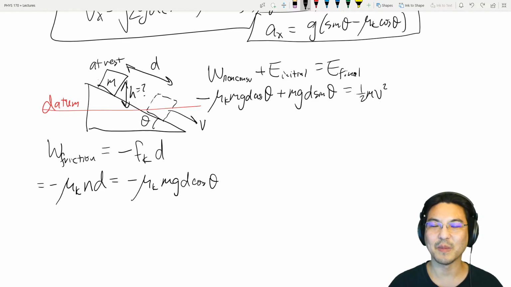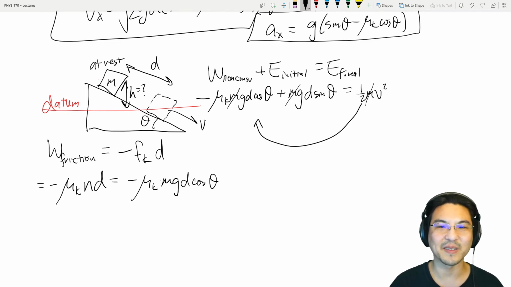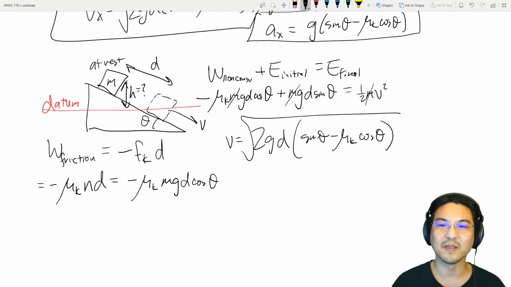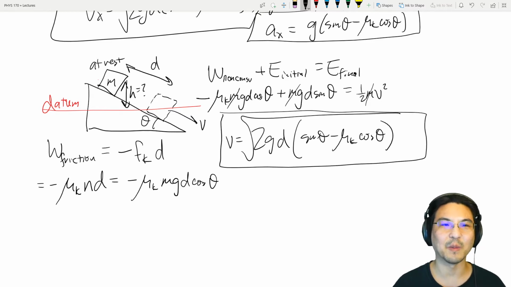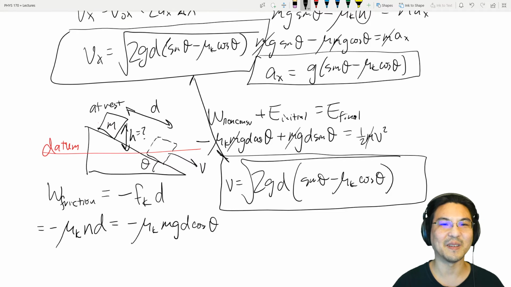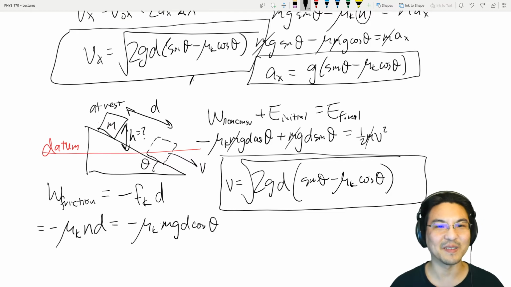So mass is non-zero, so we can divide by something non-zero, and then we can factor g and d, and then the 2 can go on that side. So we got 2gd (sine theta minus mu k cosine theta) equals v squared. So there we go. This is the speed after the block slides distance d. Let's compare it to what we got using Newton's way. See that? Same? It should be the same answer because it's the same physical process. We just use different methods to solve.